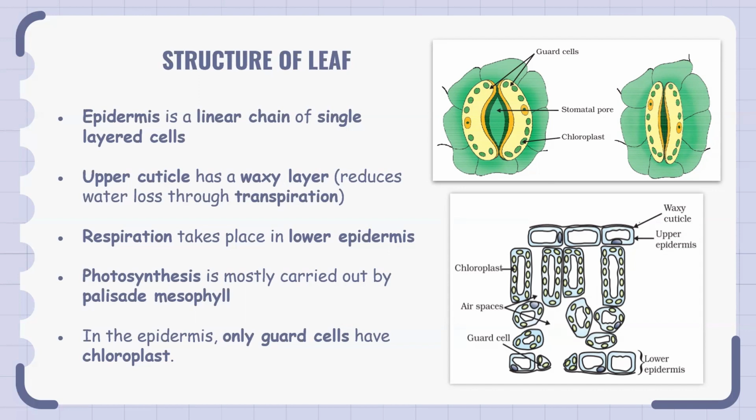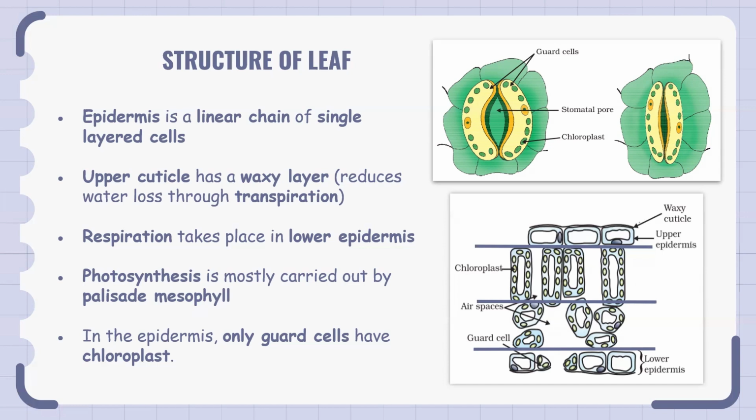Let us now divide the cross-sectional diagram into four parts. As we know, the first and the last section is the upper and the lower epidermis. The second part is called the palisade mesophyll, while the third part is called the spongy mesophyll. Collectively, they are referred to as the mesophyll tissue, and it's primarily responsible for photosynthesis. Palisade mesophyll mainly carries out photosynthesis, as it contains more chloroplasts than the spongy mesophyll. Epidermis does not have any chloroplasts except for guard cells. Thus, in the epidermis, only guard cells carry out photosynthesis.